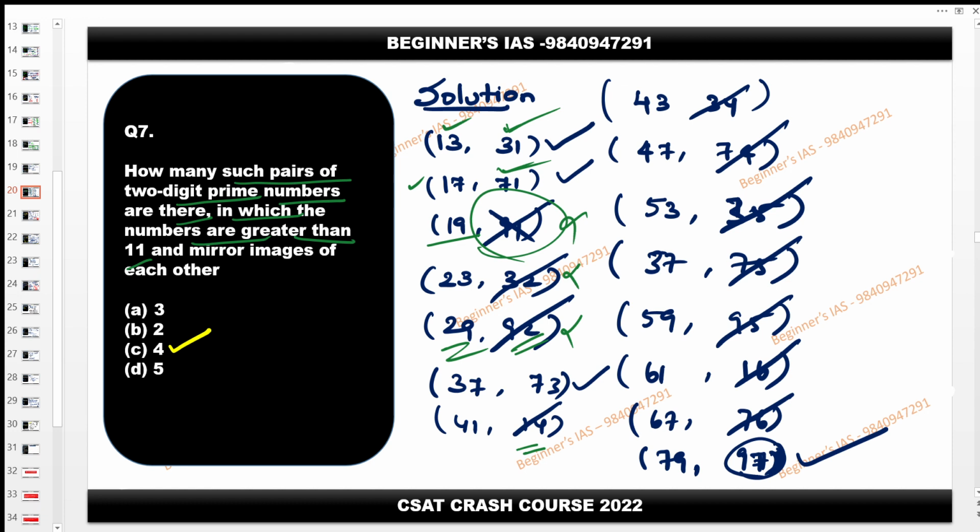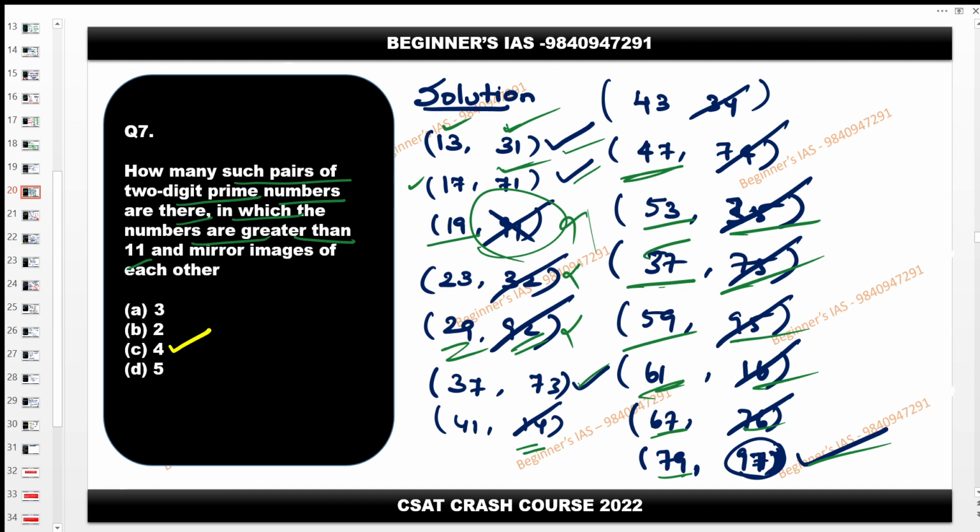Then 43 is a prime number, 34 is not a prime number. Therefore, you are avoiding that. 47 is a prime number, 74 is not a prime number. Avoiding that. 53, and in a similar way 35, avoiding that. This is 57, then 75 is not. Then 61, 16 not. Then 67, 76, that is also not. Then 79, and if you reverse it, 97 is a prime number. So how many such pairs are there? 1, 2, 3, 4. So there are 4 pairs.